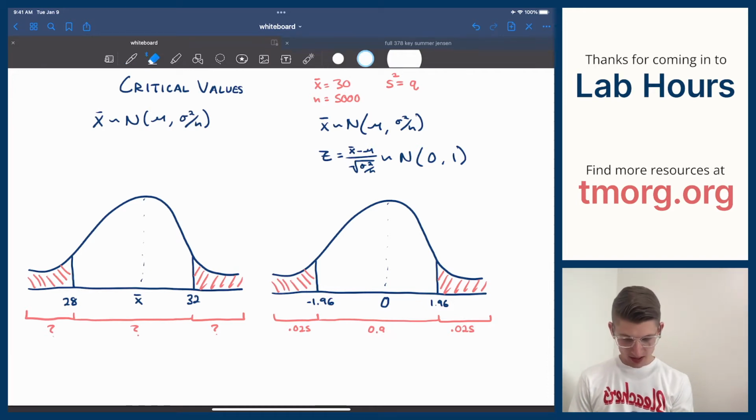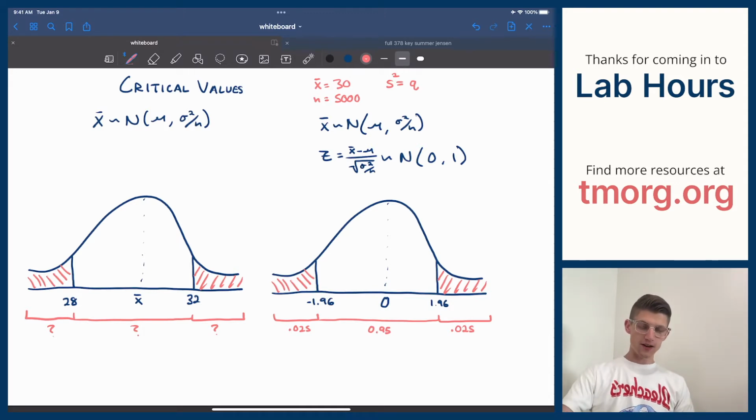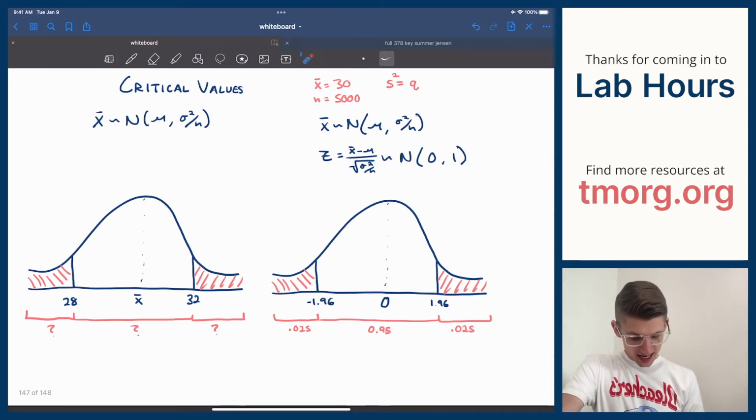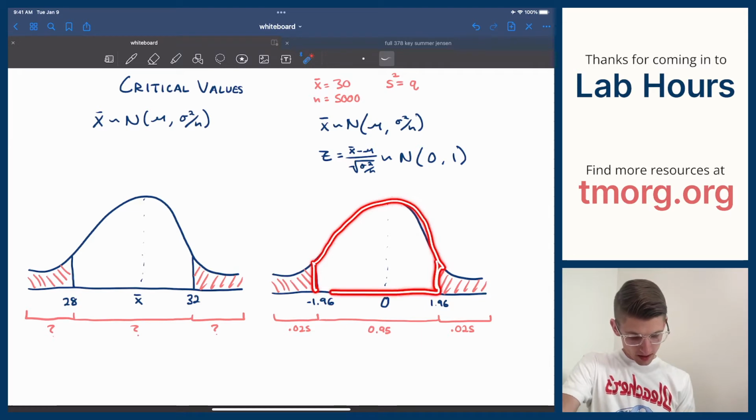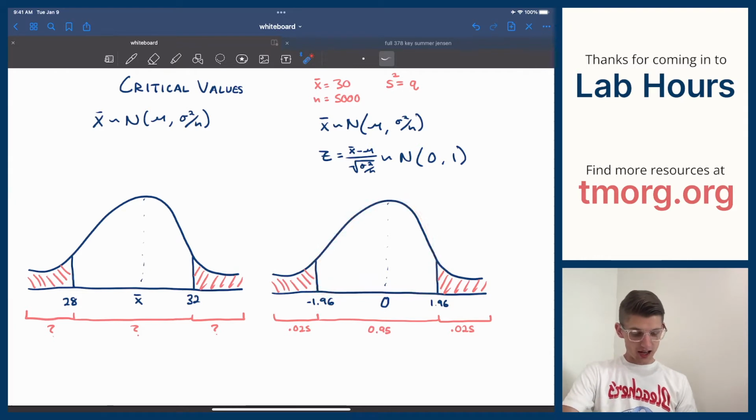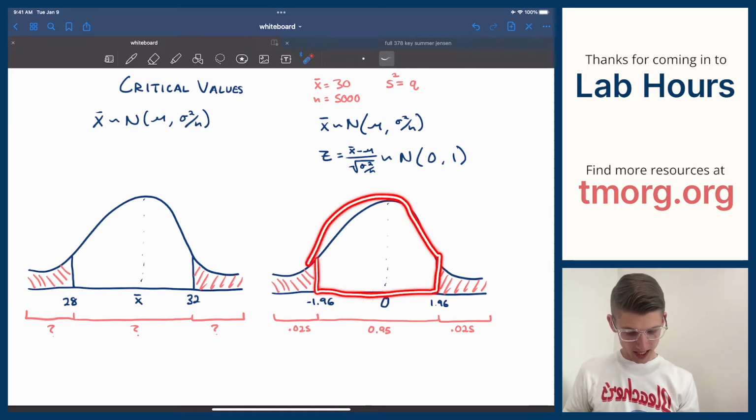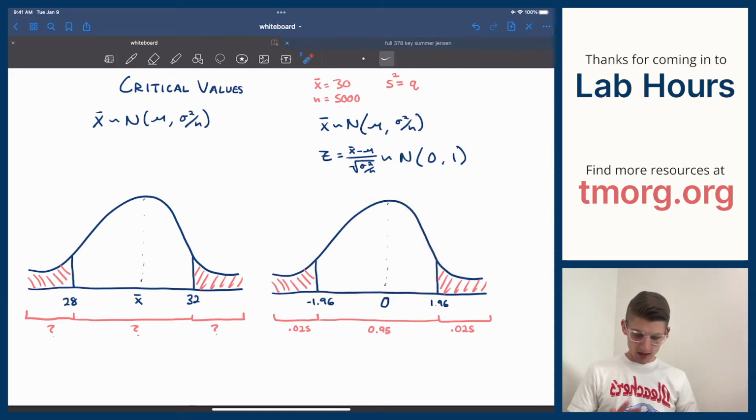So, because the distribution represents 100% of all of the possible values of a z variable, if we can take these numbers right here and build that interval, then 95% of all the possible values of the z-score, the standardized z test statistic, or whatever we're going to start calling it here soon, 95% of the time, we're going to get a z-score in between here, right? Hopefully that makes sense.